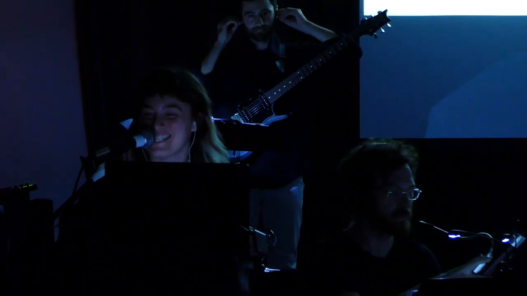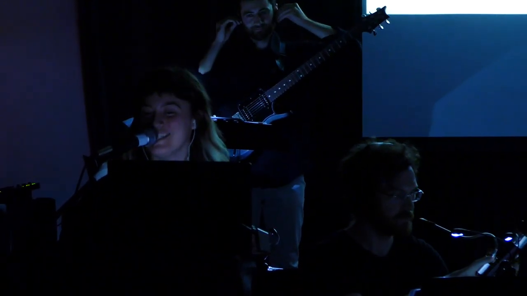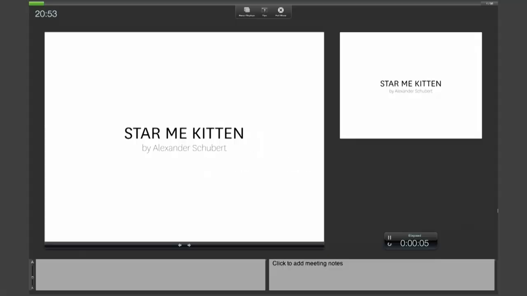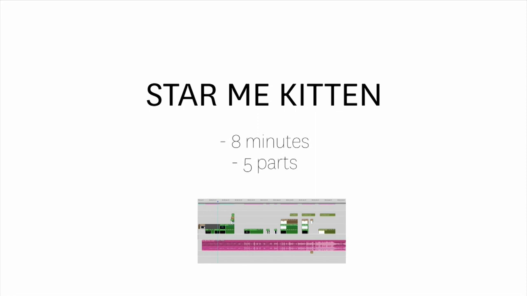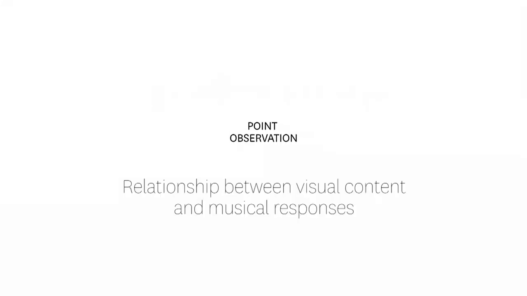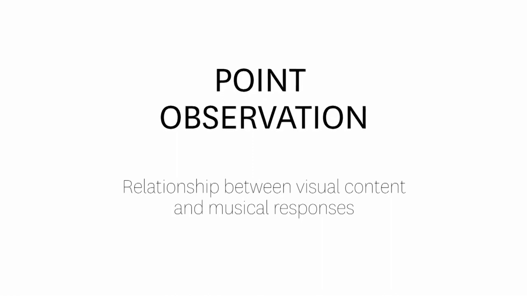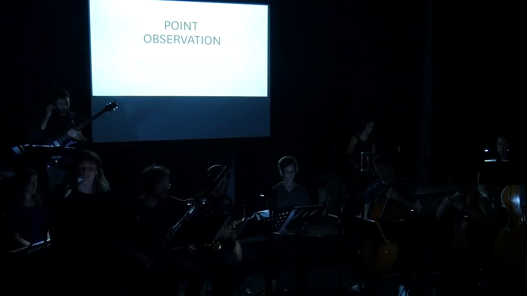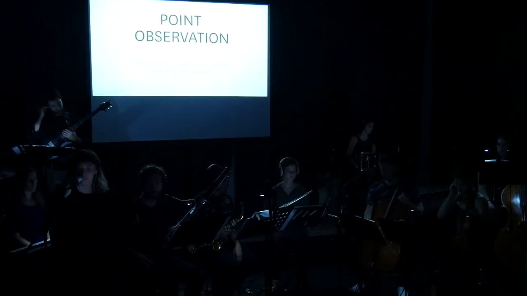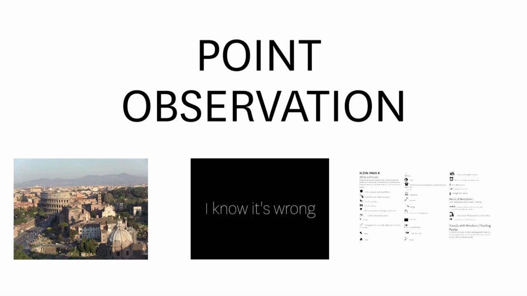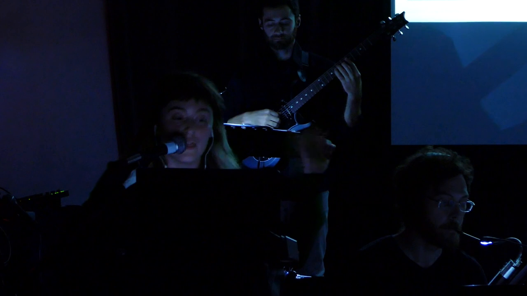It's our last piece. It's called Stormy Kitten, by Alexander Schubert. This piece is 8 minutes long, and it consists of five parts. The approach of the piece is to examine the relation between visual content and musical responses. In this presentation, I'll use a technique called point observation, using pictures, videos, and scenarios as source material. Like, for example, this, this, and that.